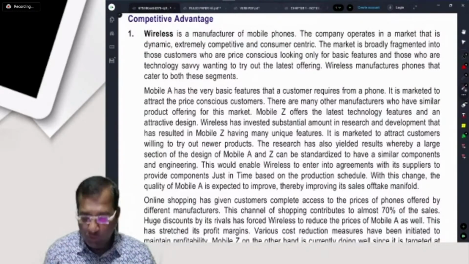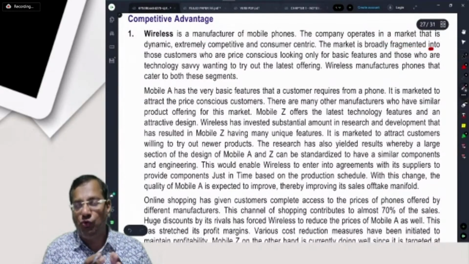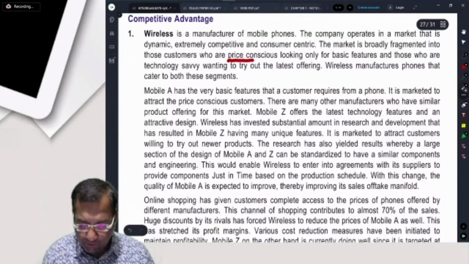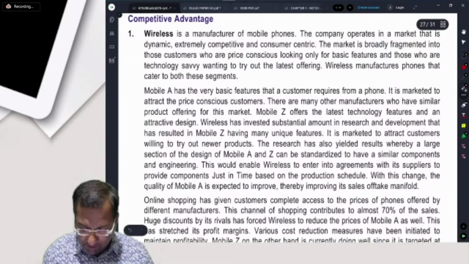The mobile phone market is broadly fragmented, divided into two markets. The first market is for those customers who are price conscious, looking only for basic features, and the other market is for technologically savvy customers who want the latest offering. And our company Wireless caters to both these segments.